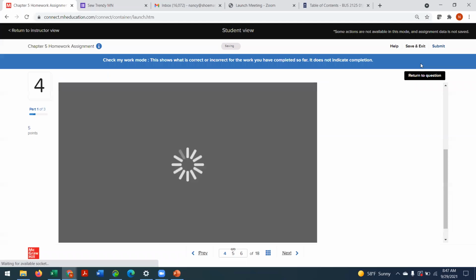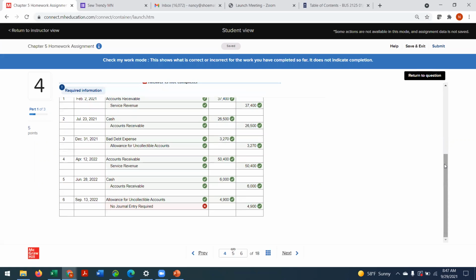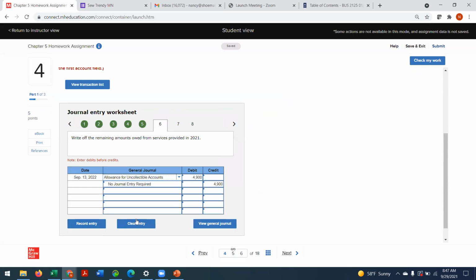Let me make sure I have it correct. Well, that's 4,900. I didn't need to say no journal entry required. I meant to say accounts receivable. My goodness. Look at me. I swear I did that. Okay.